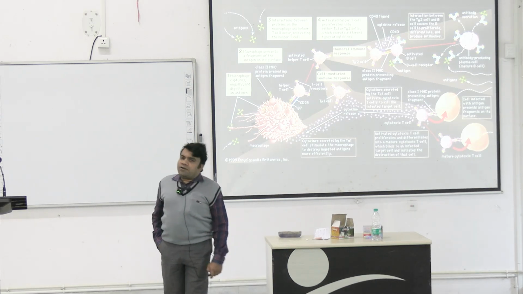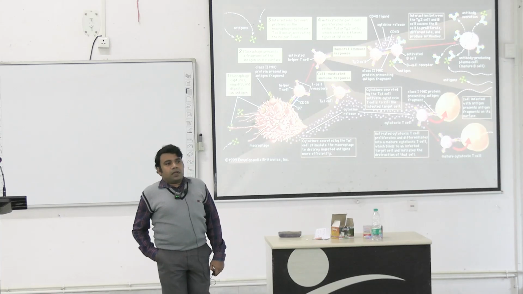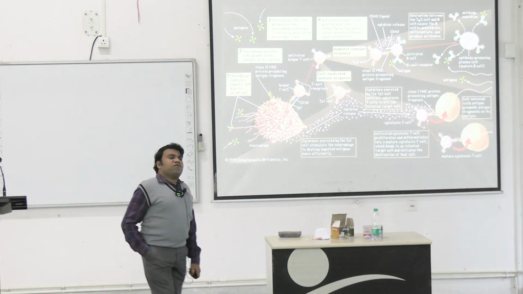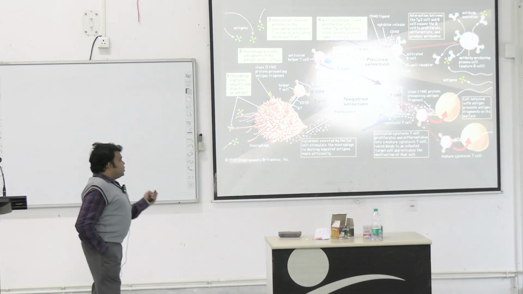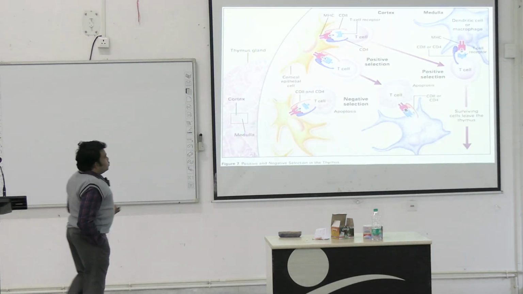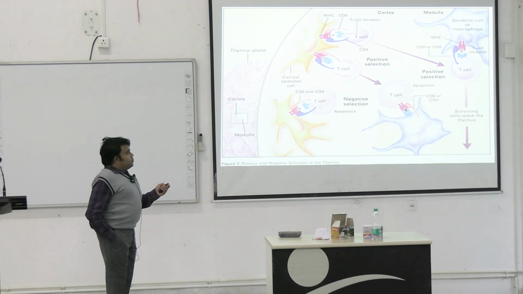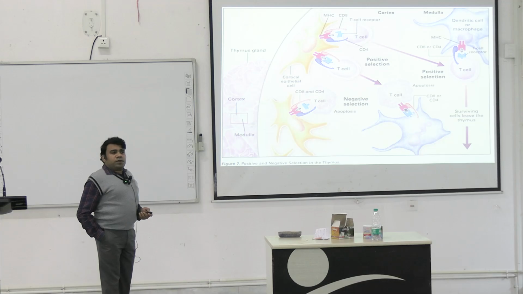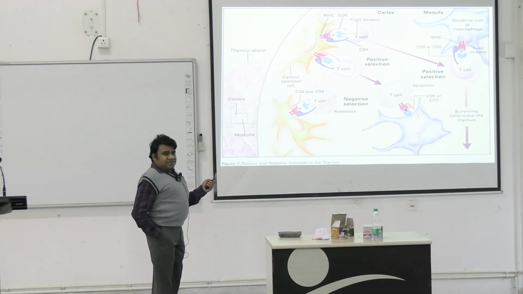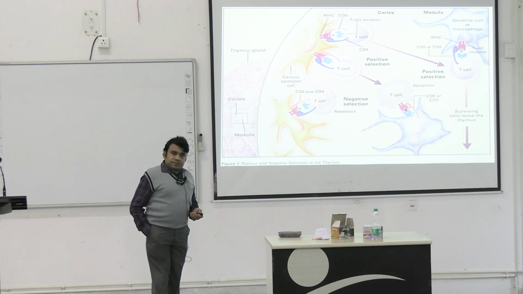But if it is unregulated, what can happen? It can attack the normal cells also. So there is some kind of regulation. So what is the regulation? Just try to concentrate over here. In the cortical epithelial cells, there is a molecule called the MHC or major histocompatibility complex. This will bind with the T cells and there is a specific ligand called the CD4.